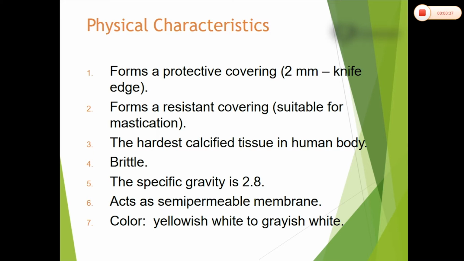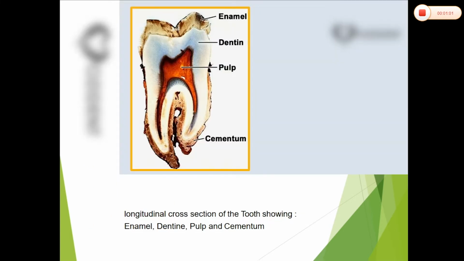What is the enamel? As I said in our lecture, enamel forms a protective covering, 2 mm at the knife edge. It is the resistant covering, the hardest tissue in a human being. It is the hardest, but at the same time it is brittle. It acts as a semi-permeable membrane. This is the longitudinal section of the whole tooth. You can see here the enamel that covers the crown of the tooth.